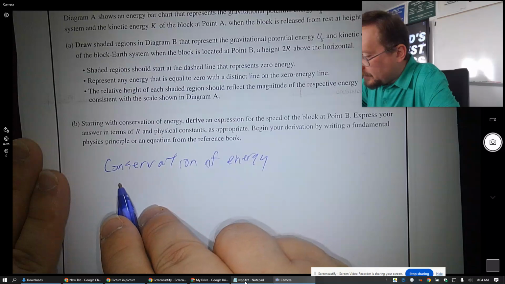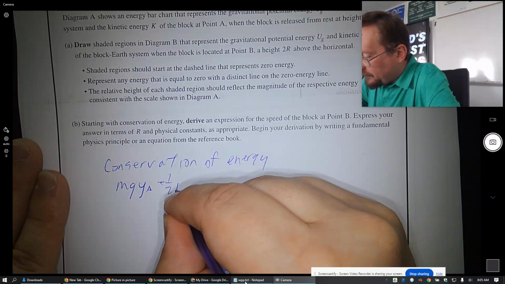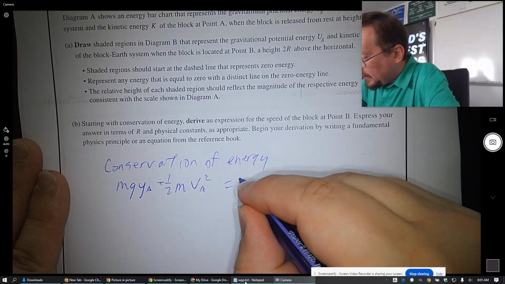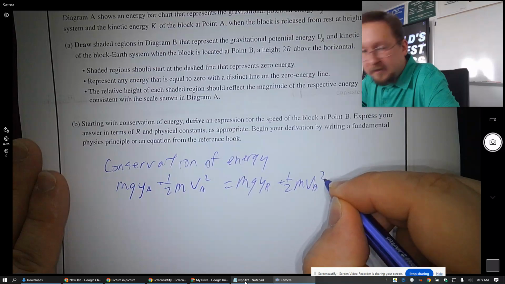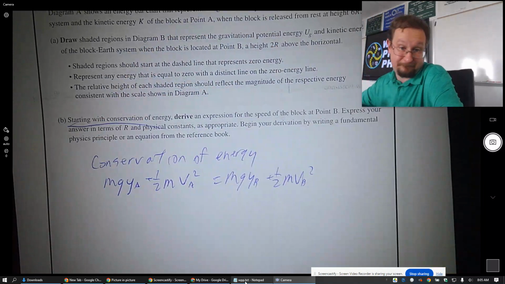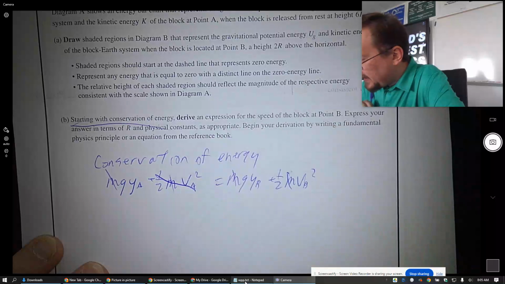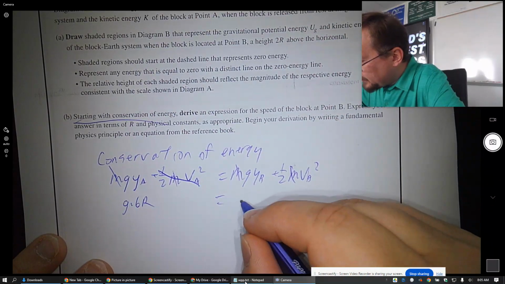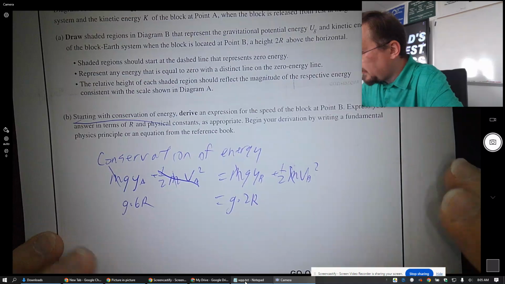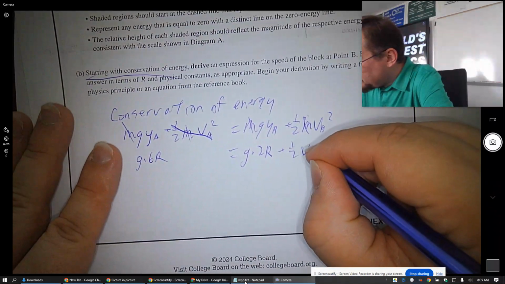Energy, right? So it's going to be mg times the height at point A, plus 1/2 m times the velocity at A squared, equals mg times the height at B, plus 1/2 m v at B squared. This is awfully nice of them to start with that. Anyway, the masses are going to cancel out. The velocity at A is 0, and so we get g times 6R is equal to g times 2R. That is point B, isn't it? 2R is high? Yeah, it is. Okay. And then plus 1/2 of velocity at B squared.